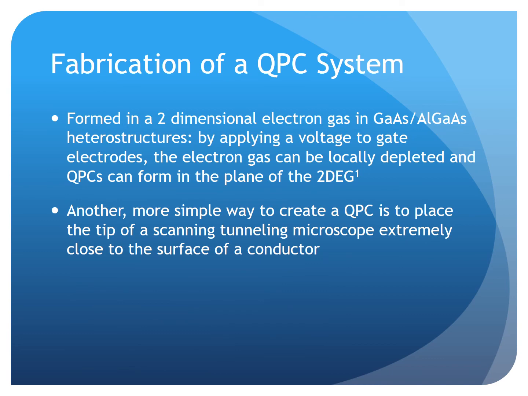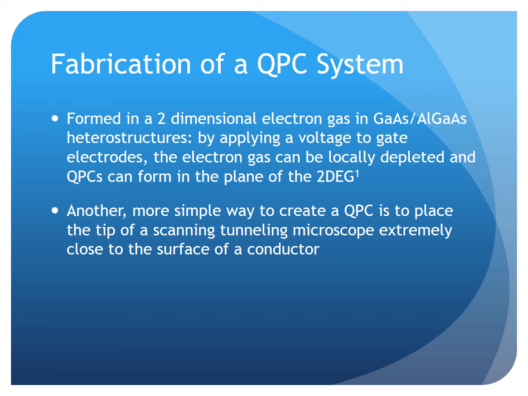So in order to fabricate the systems that we're talking about in a controlled manner, the best way to do it is to form the QPC in a two-dimensional electron gas. For example, gallium arsenide or aluminum gallium arsenide heterostructures, by applying a voltage to gate electrodes, and then that voltage will deplete the electron gas locally in the form of quantum point contacts and quantum dots.